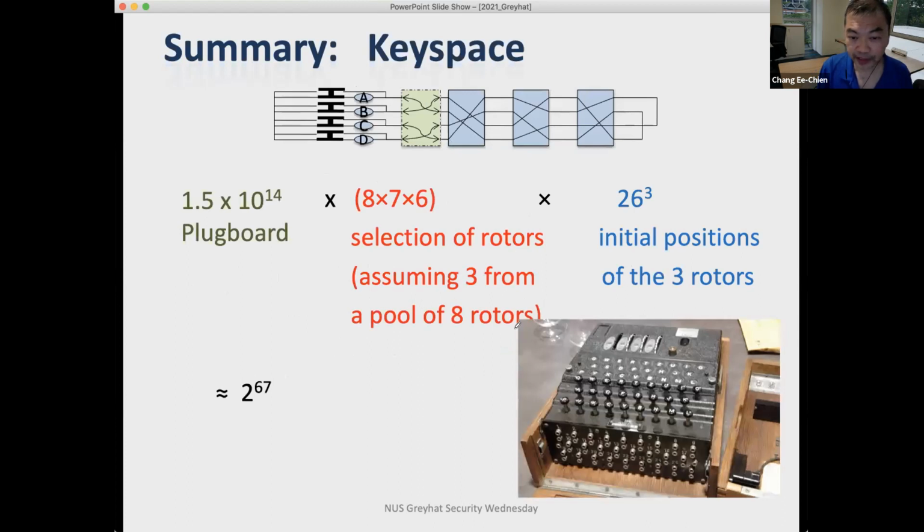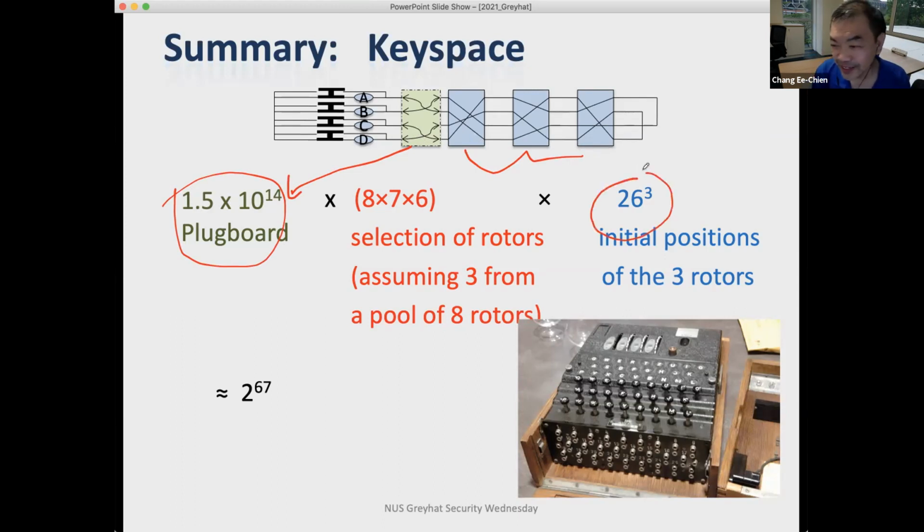And summary, the key space. What is the key space? The plug board: you can do some calculation. It will be the number of different ways to pair 13 pairs, right? I forgot how I did it. It will be 1.5 times 10 raised to the power 14. Rotors: you have to choose 3 rotors and put them in. In total, there are 8 possible rotors, so 8 times 7 times 6 possible rotor choices. And after you put them in, you have to turn them to the initial location, so 26 raised to the power of 3. Fine. So this is the total key space.